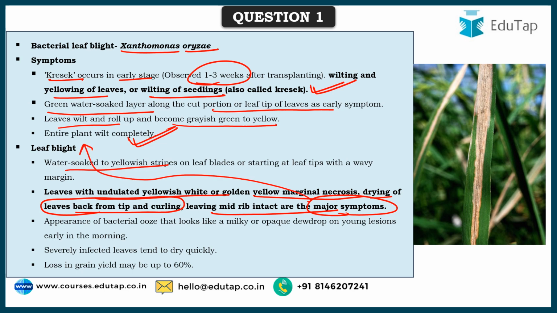Here the appearance of bacterial ooze also can be seen, which is sometimes milky in nature or an opaque dewdrop, and this can be observed on young lesions, especially early in the morning. Severely infected leaves tend to dry and drop, and then there is loss in grain yield. There are no proper leaves, no photosynthesis, no food formation. Because of all that, loss of grain yield can sometimes be even up to 60%.